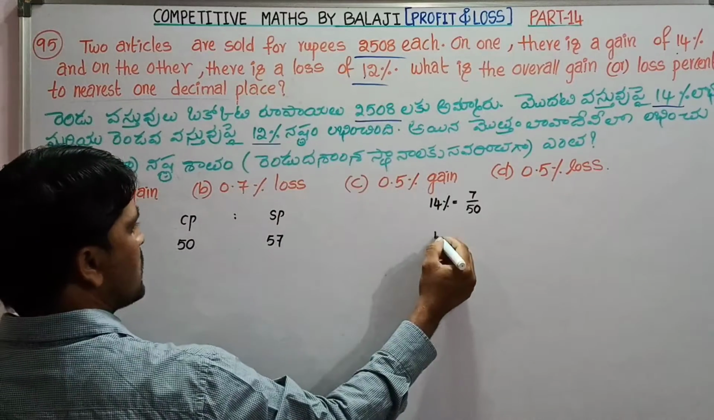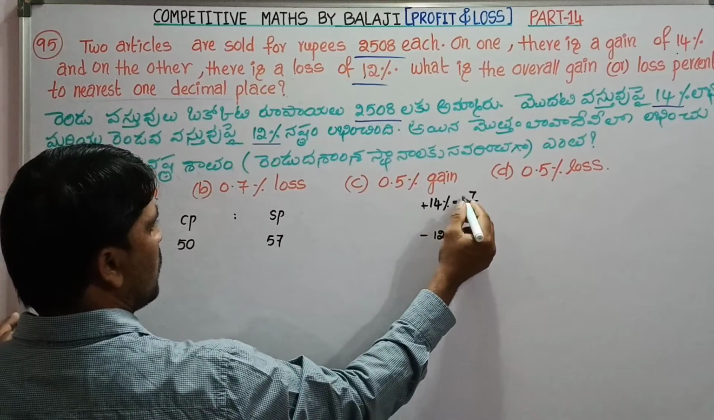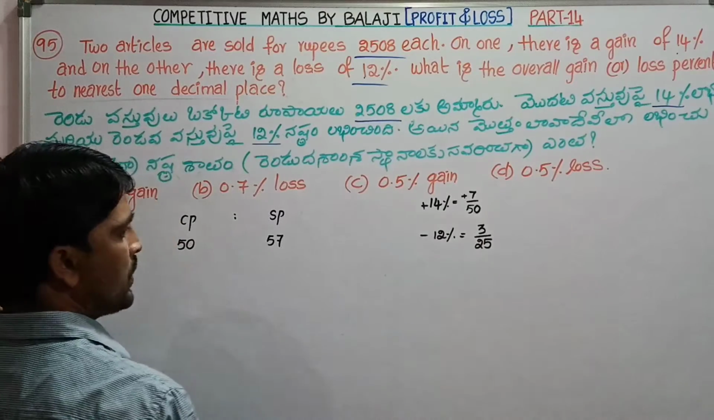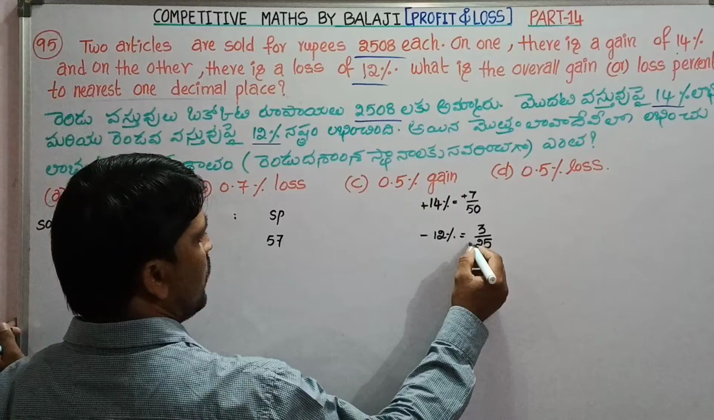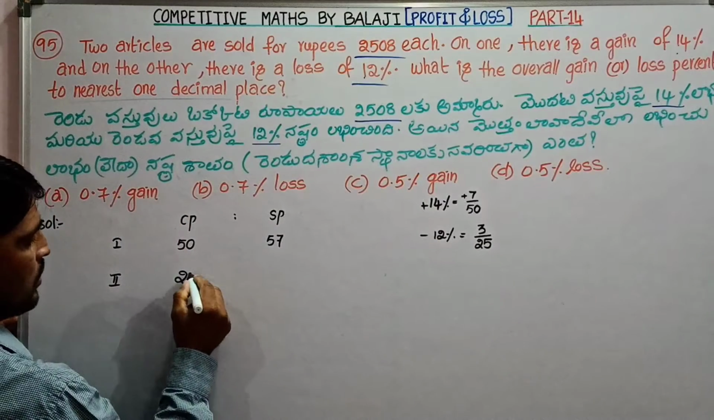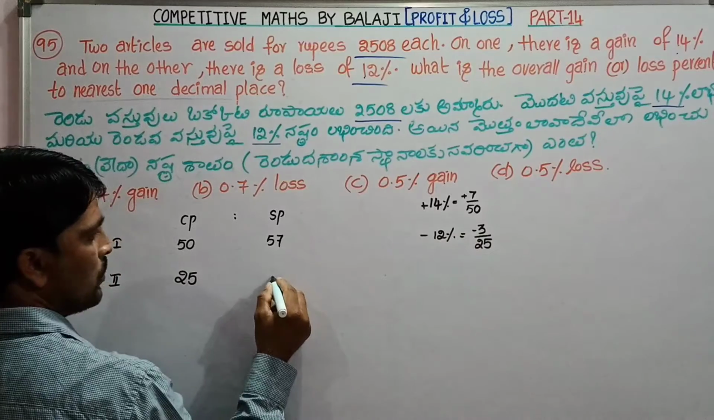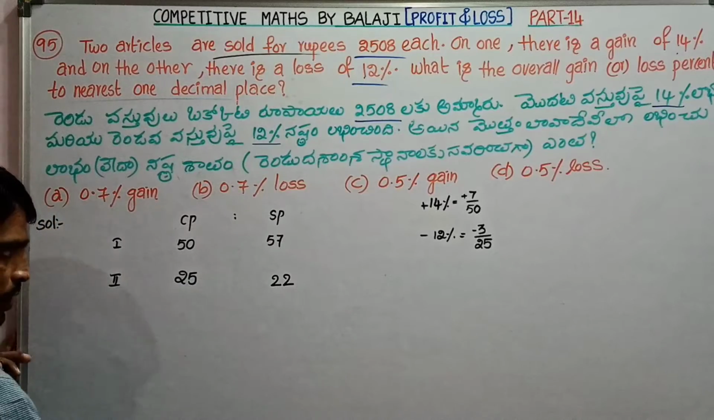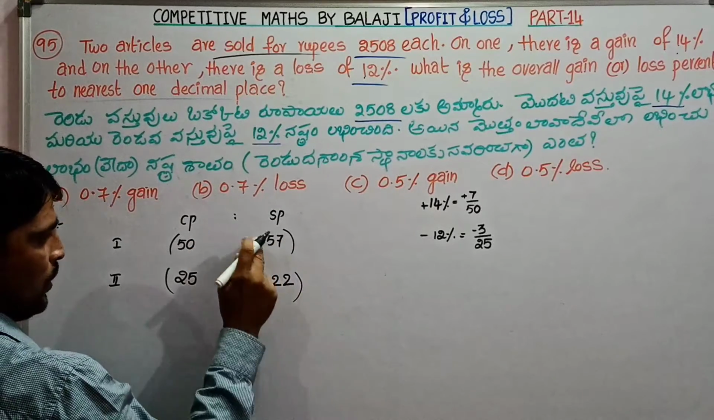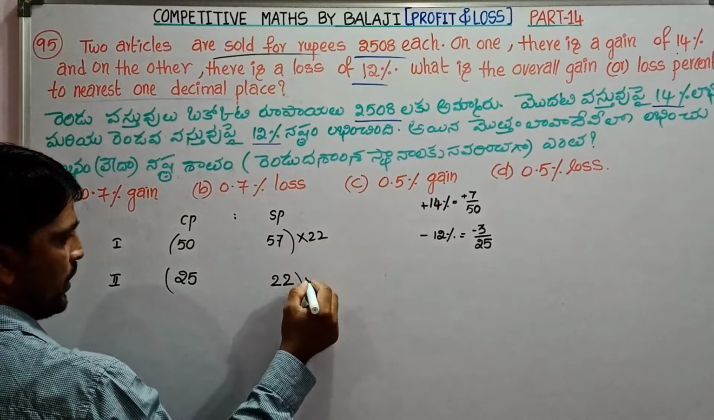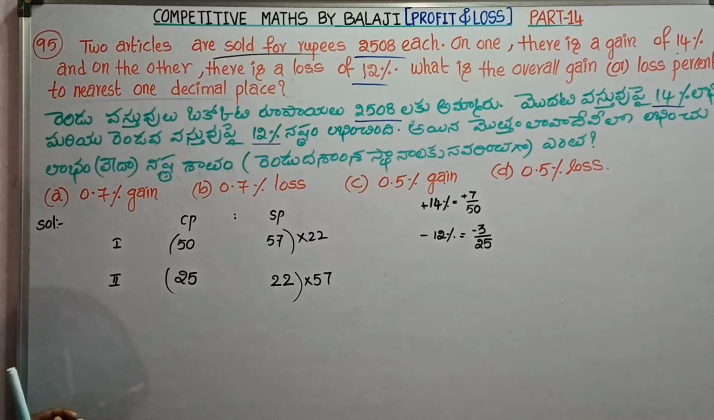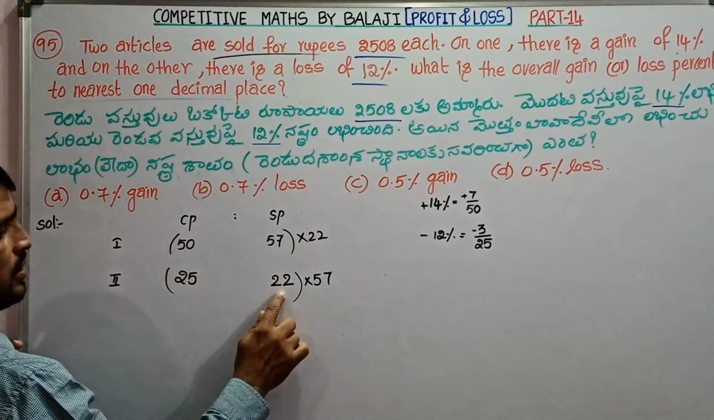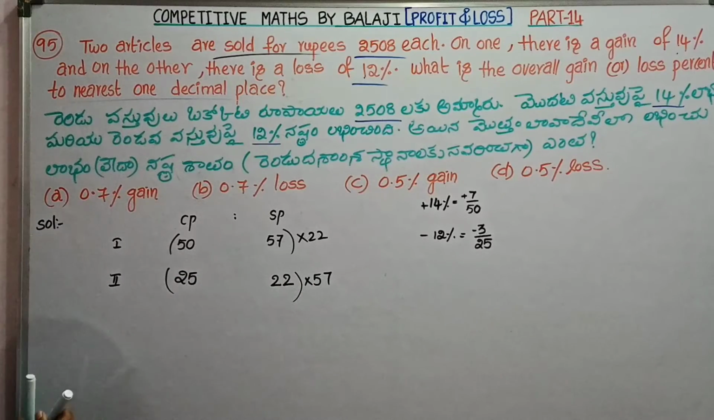And 12% loss on the second article is written as 3 by 25. The fraction value of 12% is 3 by 25. If 25 units are the cost price of the second article, there is a loss of 3 units, so the selling price is 22 units. But the selling prices of both articles are equal, so we have to equate these two values. Multiply here by 22 and here by 57. Now the SP of both articles, the first is 57 into 22 units, the second is also 57 into 22 units. SPs are equal now.